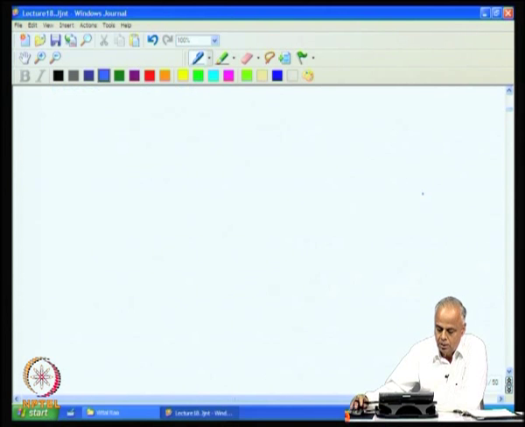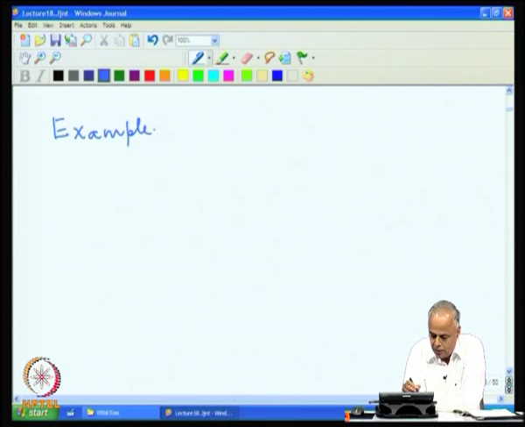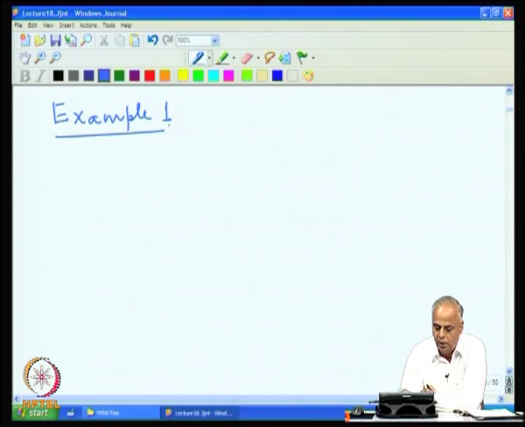We shall look at some simple examples of linear transformations, some of which we have already seen. We will just recall them. The first example we see is the following. This is the example which motivated us to the definition of linear transformations. There are many ways of motivating linear transformations. We chose this example to motivate the definition of a linear transformation.